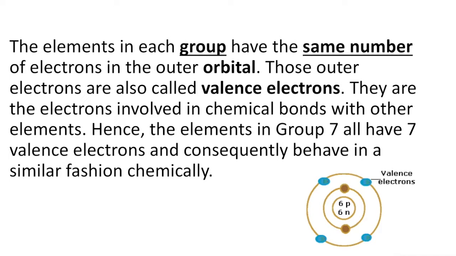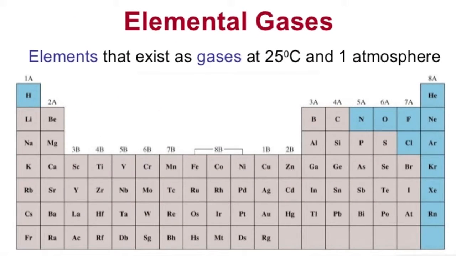Those outer electrons are also called valence electrons. They are the electrons involved in chemical bonds with other elements. Hence, the elements in group 7 all have 7 valence electrons and consequently behave in a similar fashion chemically. Due to relatively weak intermolecular forces, chlorine and fluorine form part of the group known as elemental gases.